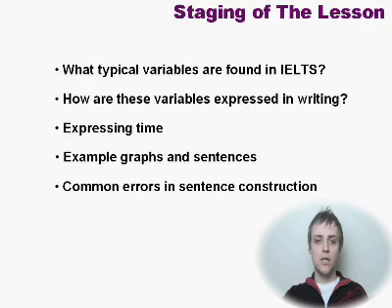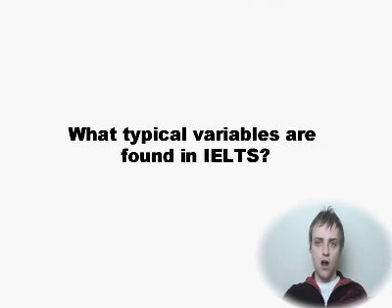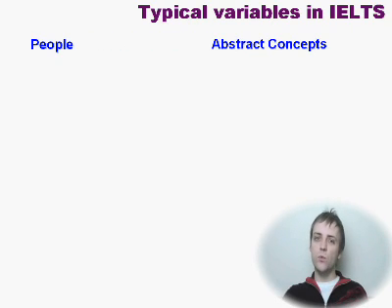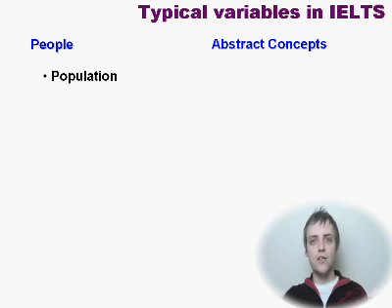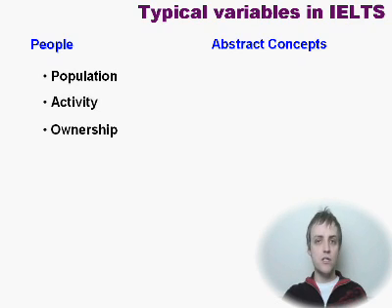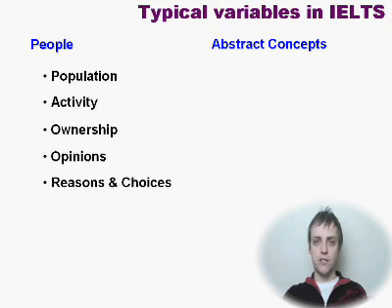Okay, good. So, what typical variables are found at IELTS? Two things we normally describe at IELTS would be information related to people or abstract concepts. So for people, we could be describing information related to population, okay, number of people doing something. For example, activity as well, so what kind of things they do. Ownership of things, so what kind of things they own. Could be a car, houses, and so on. Opinions, so what do they believe, what do they think. Reasons and choices for doing certain things.